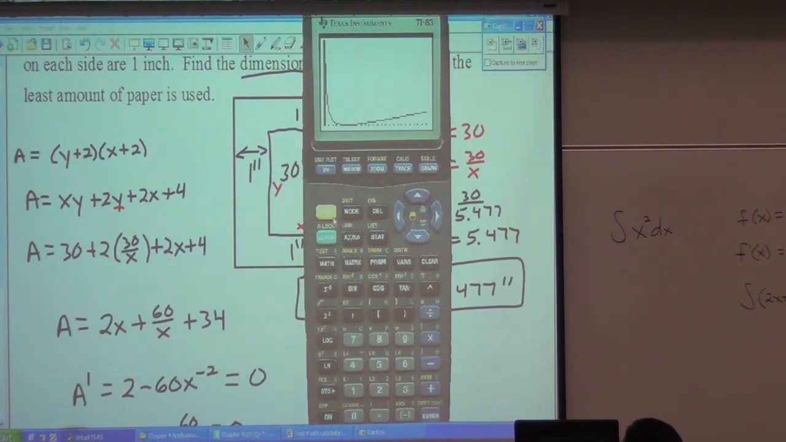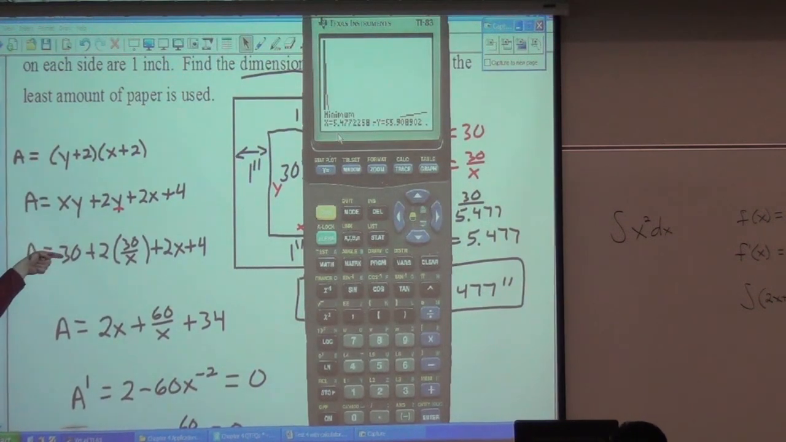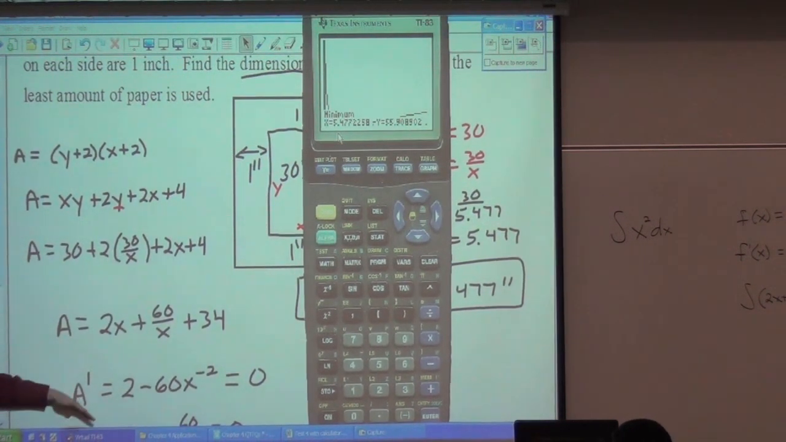So all I have to do is find this minimum, so I'll do second calc minimum. And let's have a check between 0 and 25. What's the lowest this graph is? That's when X is 5.477. So with a calculator, you can get it from this point right here by graphing the function and finding the minimum. Without a calculator, you have to take the first derivative.